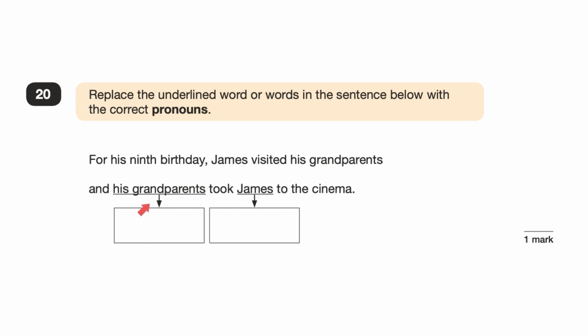Now, the big clue here is when we're thinking about which word is going to go in here, which is a pronoun. His grandparents are 2 people, so this is going to be their. So we're going to write that in.